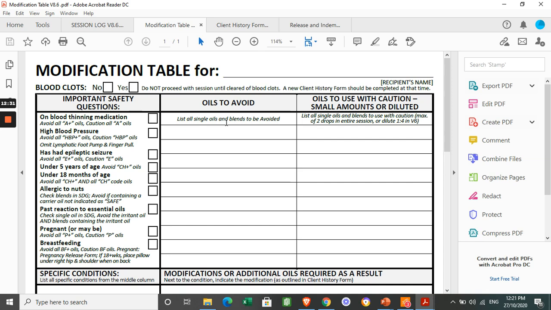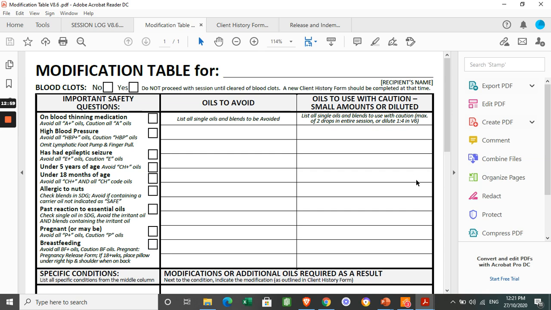So we want you to get into the habit, when you're using this form and someone has highlighted one of these important safety questions, of going through the safety data guide, looking at the codes and writing down the oils to avoid in any particular situation that they've ticked off. And if it's a caution oil, then write those in this column here where it says oils to use with caution, small amounts or diluted.